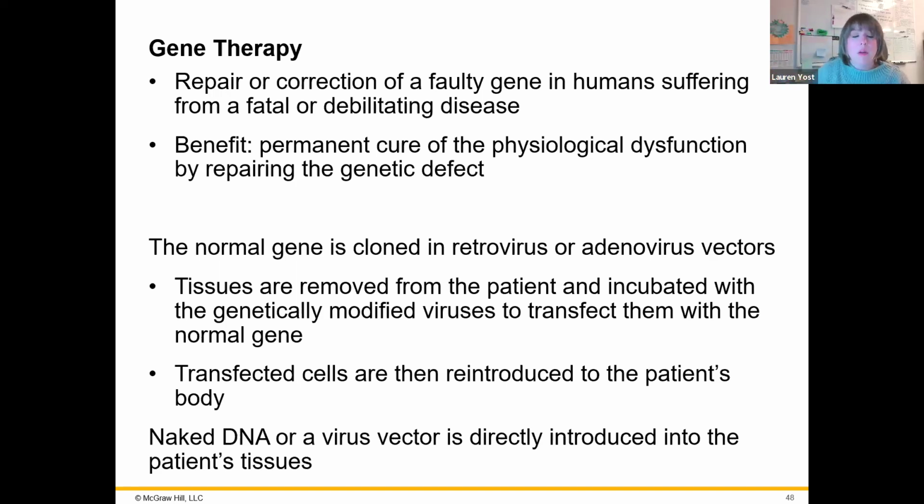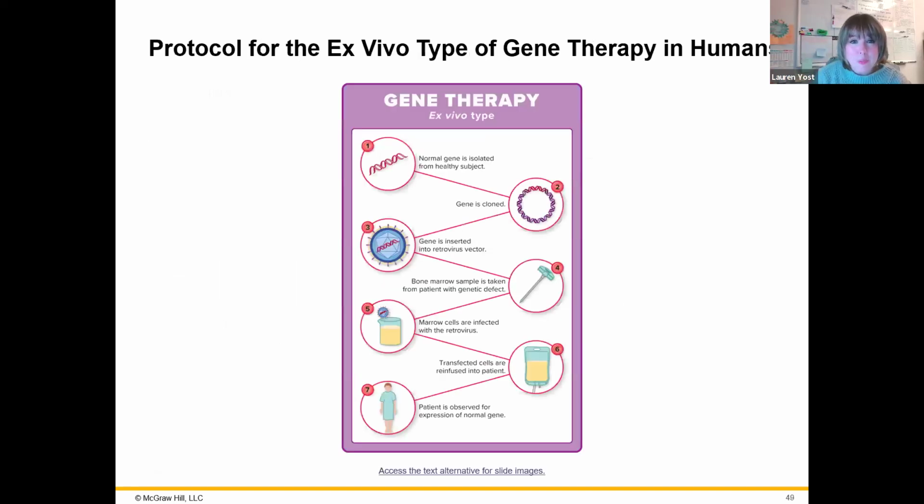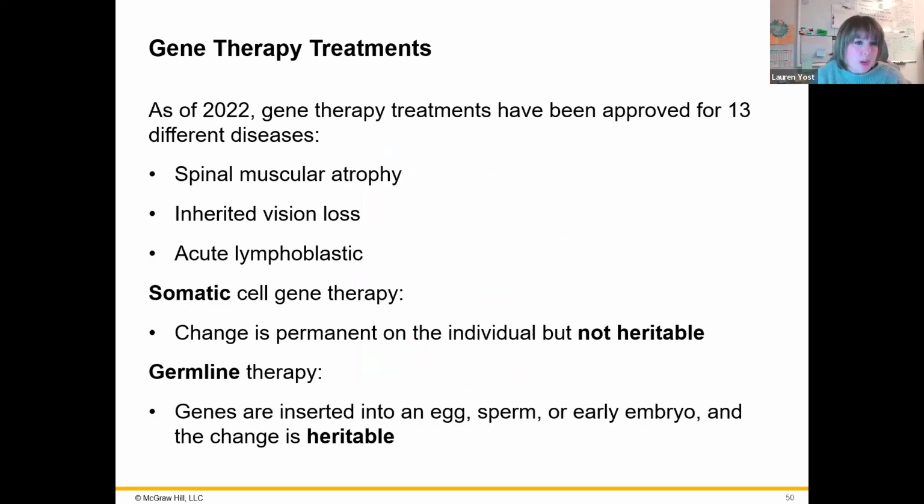And this is used in about 13 different genetic diseases now and does seem to be effective. It's not 100% effective for everybody, though. There are some people that the virus doesn't take, it doesn't infect, or for some reason the gene doesn't stay in the cell. And so there's further investigation into that. But there have been several instances where we've been able to use a virus to insert a working version of that DNA into your DNA. And now you can make a version of that gene that you couldn't before and actually treat diseases. So what kinds of diseases? Spinal muscular atrophy, inherited vision loss, acute lymphoblastic leukemia.